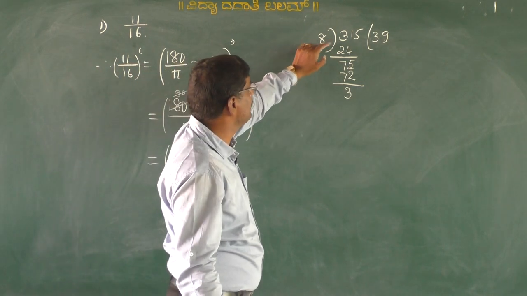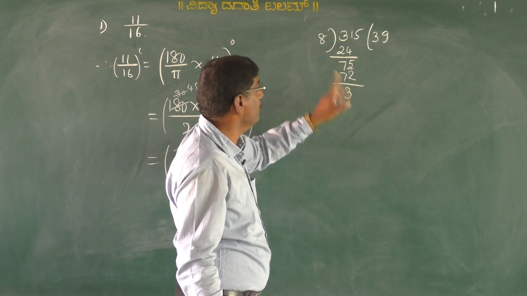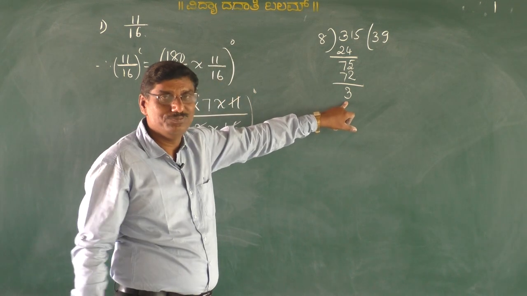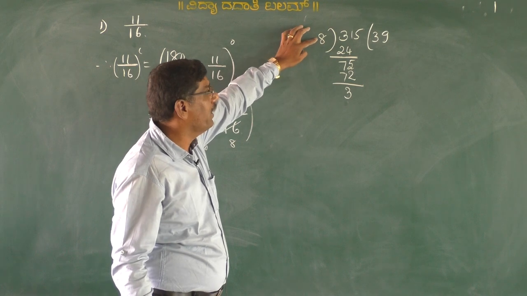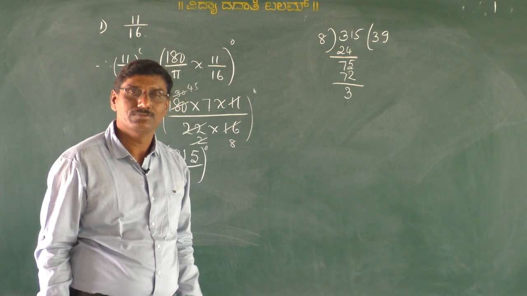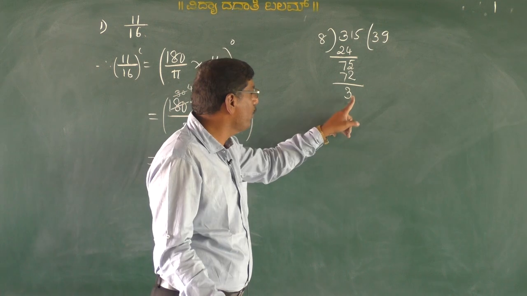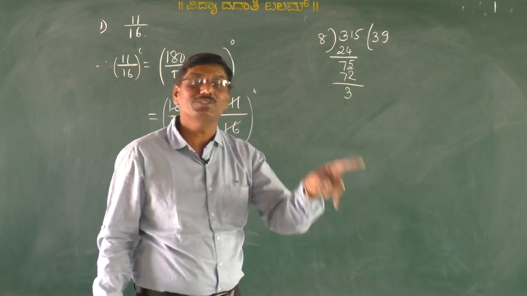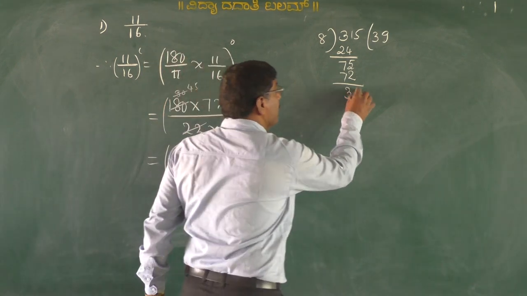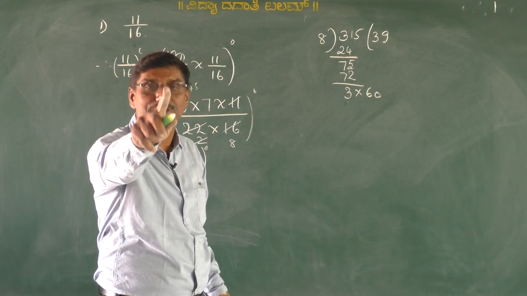Listen carefully. This is 8 × 3 = 24, 7 × 72, here 3. 3 in terms of degree, no doubt. Is it possible to divide this 3? No. In such cases, we have to reduce this degree in terms of minutes, my dear students, that is into 60. Why, sir? That is 1 degree is equal to 60 minutes.